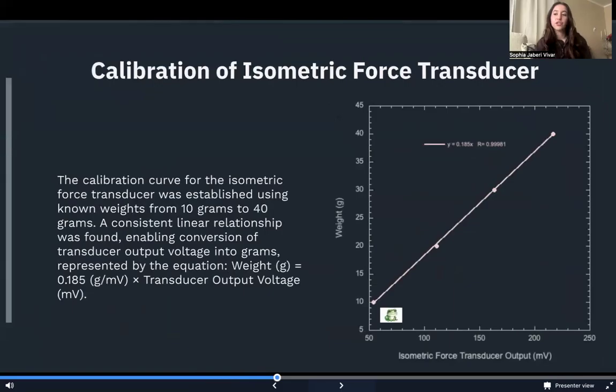Calibration of the isometric force transducer was necessary to be able to convert the transducer output, which was in millivolts, into a weight in grams. The conversion factor here was 0.185 grams per millivolt, to convert a slope into change in weight in grams per minute, which Ghazal will explain next.